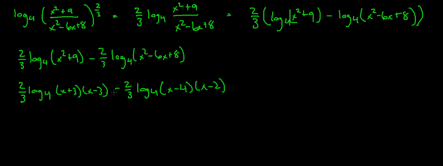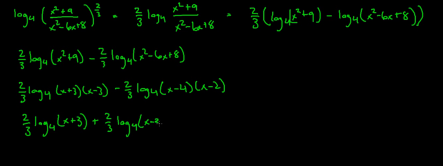So I'm going to expand both of these. Actually, let me expand this one first because I want to show where somebody might make a mistake on this other one. So I'm going to expand this left side first. So if I expand this, this is going to be 2/3, and again, this is going to be distributed to both logs. So log base 4 of x plus 3, plus 2/3 log base 4 of x minus 3. And then we still have this other term over here that I haven't simplified yet. Or expanded, I mean.